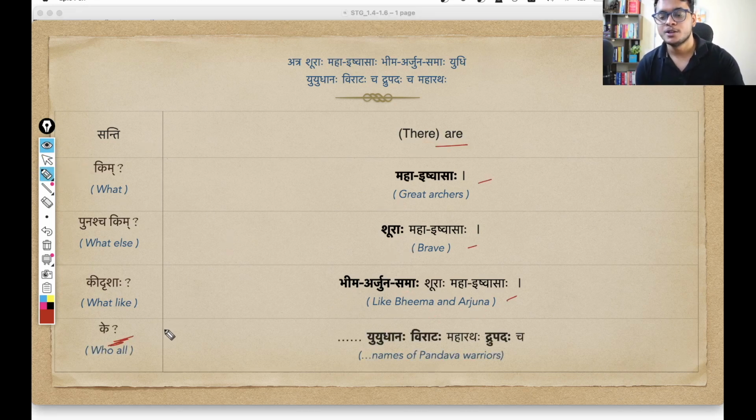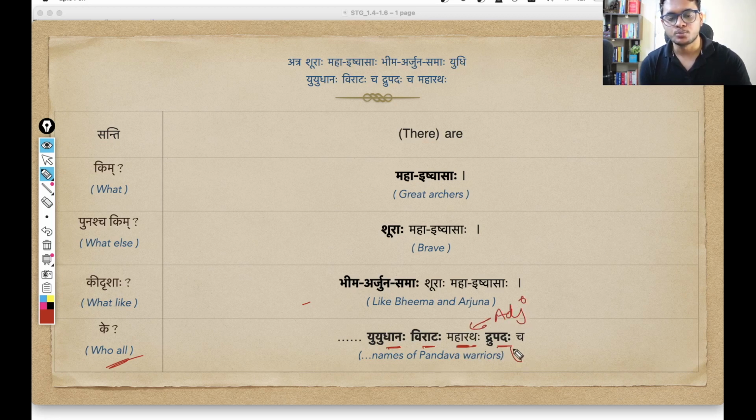Ke, who all? So I hope you remember this pronoun Kaha we use when there is a single person, right? Kaha, who. And since there are multiple people, so who all? And now the entire list of different warriors will pop up, and that will span up to the coming shlokas. So Yuyudhanaha, Virataha, Drupadaha, Cha. Whatever I have written in bold, these are the names of the individuals, and whatever I have not highlighted, like this Maharath Drupada, this Maharath is simply acting as an adjective to Drupad.